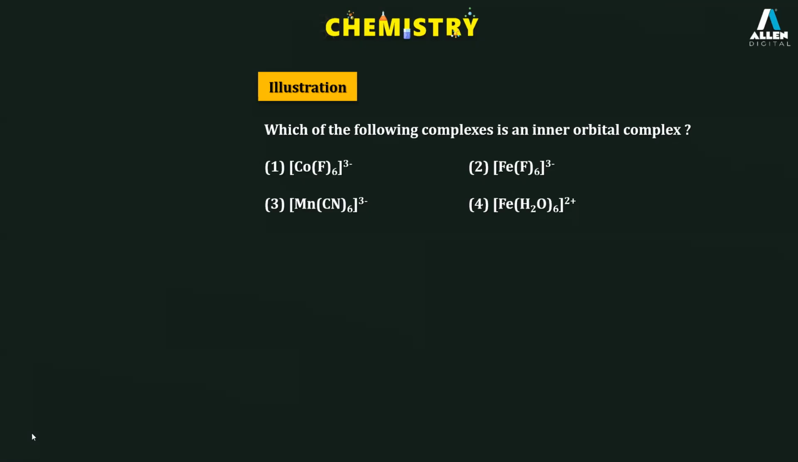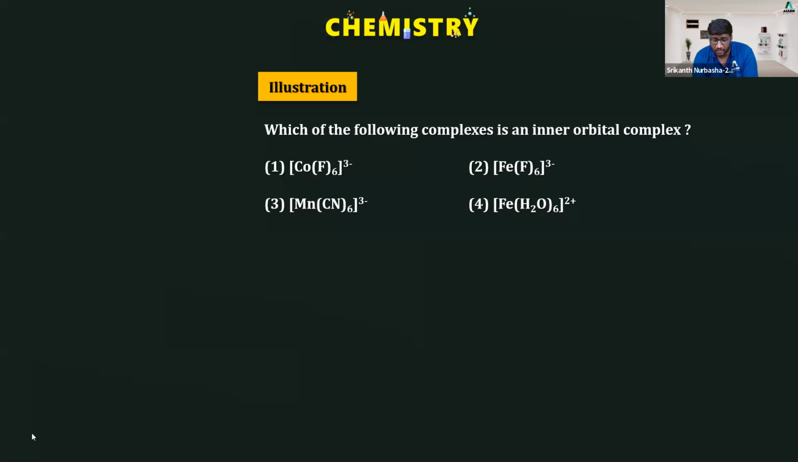Sir, manganese is in +3 state. So +3, d5 or d4? Sir, d4. Then? Sir, then it is a low spin complex. Yeah. So the only point is, inner orbital complex means Eg should be empty. When is Eg empty? When electrons don't go to Eg. When won't the electrons go to Eg? When we have a strong field ligand.